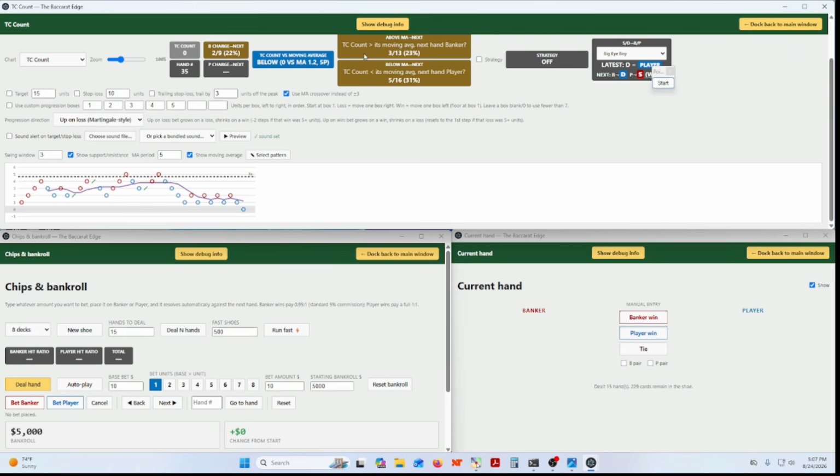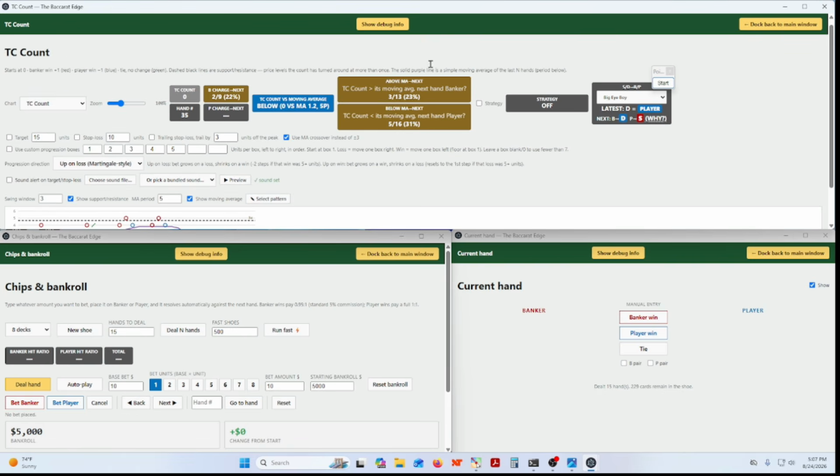22%. Over here, the TC count is greater than the moving average only 23% of the time. But now the numbers are starting to get interesting, because now we're at 31% below the moving average. The TC count is 31% below the moving average. It has crossed that 16 times, but it has only advanced 5 times.